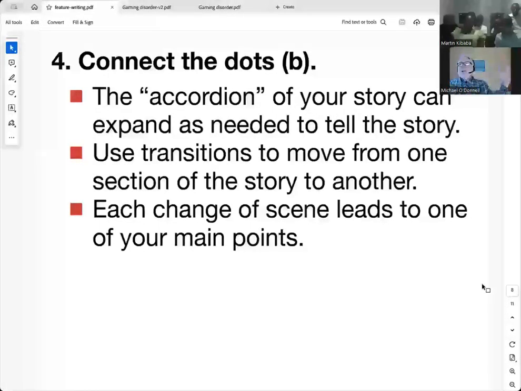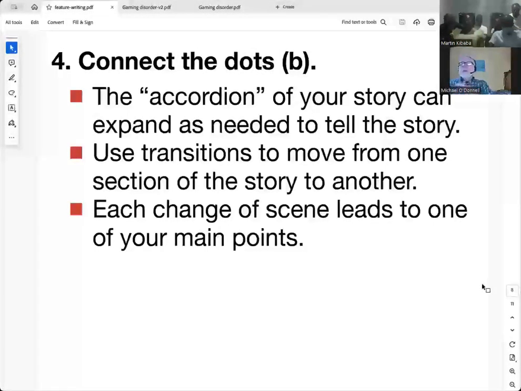And the accordion is that part. I don't know if you guys play the accordion. I could go get one. I've got one, but it's that kind of instrument that expands or contracts like this. And so the accordion in the story is where you need to connect the dots with the transitions.